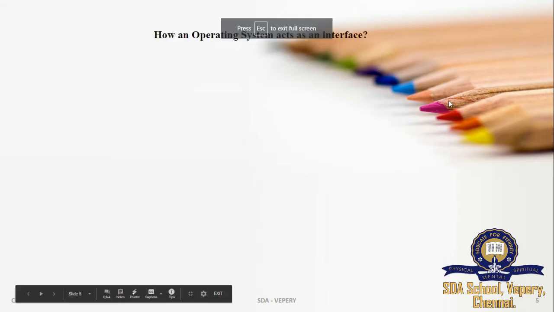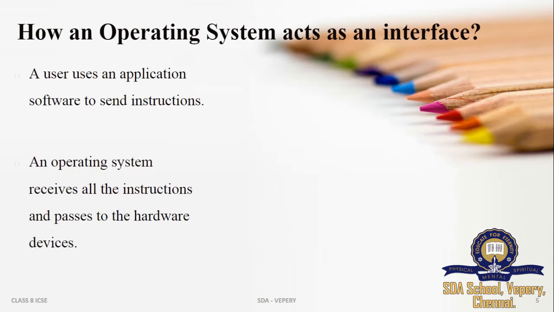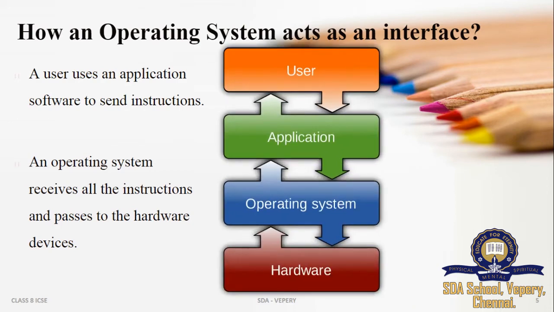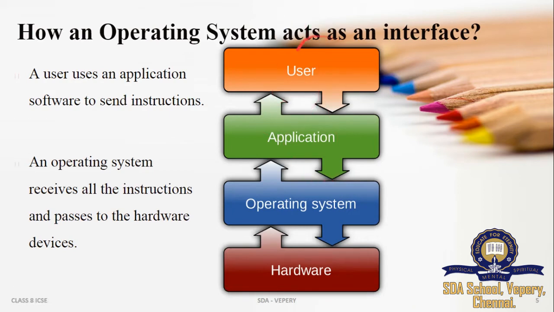So now we are going to see how an operating system acts as an interface. The user uses an application software to send instructions. An operating system receives all the instructions and passes them to the hardware devices. Let us see through some illustration. Look at here, the first thing is the user is going to give some instructions through an application. So first let us see the user interaction.